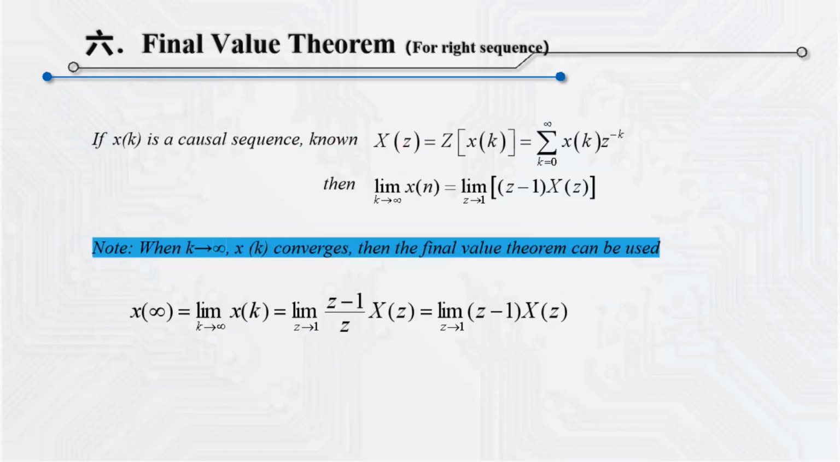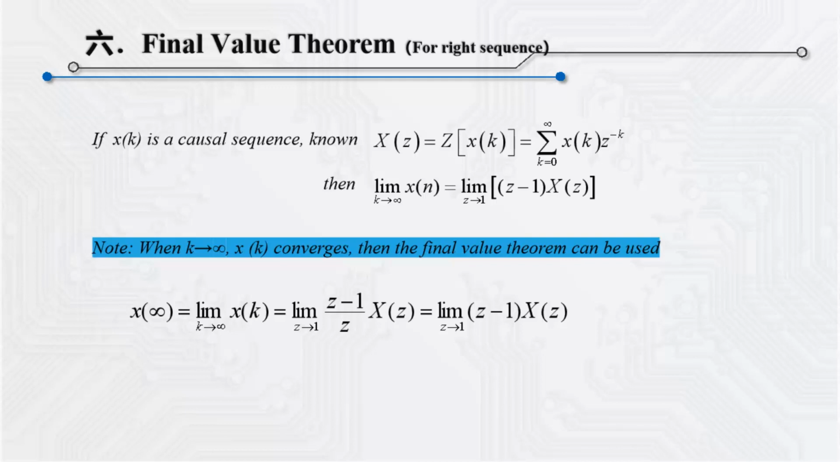Let's look at the final value theorem. The final value theorem also applies to the solution of the right sequence. For the causal sequence, we know its z transform form, which is the form of its unilateral z transform. At this time, we come to find the final value of this sequence. Then, according to the corresponding analysis and proof, we can use the following expression for the final value of this sequence. That is, z minus 1 times x of z. Find the limit where z tends to 1.